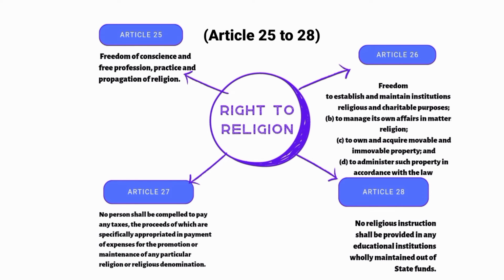So, Articles 25 to 28 deals with right to freedom of religion, where Article 25 gives freedom to profess, propagate, and practice any religion of their choice. Article 26 gives the freedom to establish and maintain institutions which are of religious and charitable purposes, to manage its own affairs in religious matters, and to own and acquire movable and immovable property, and to administer such property in accordance with the law. Article 27 states that no person shall be compelled to pay taxes for maintenance of any particular religion. And Article 28 states that no religious instruction shall be provided in any educational institutions.